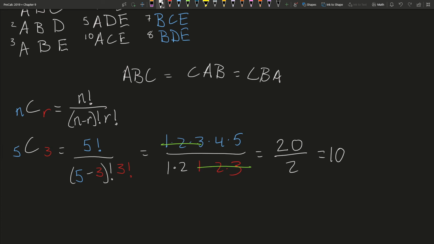Which is the same number that we got just from listing them. But this is just a little bit easier, right? It's a little bit more straightforward, and you don't have to systematically do anything. It's just taking numbers and choosing other numbers.